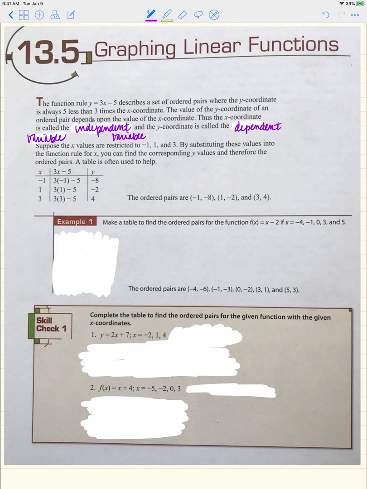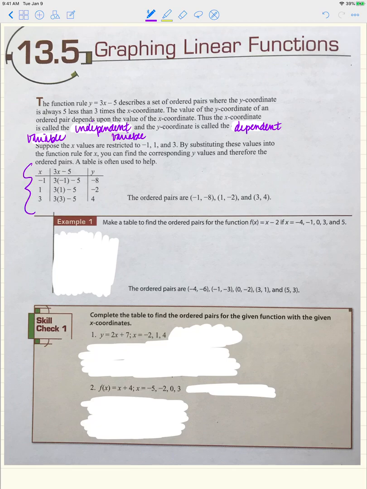Suppose that the x values are restricted to -1, 1, and 3. That means that the only values for x possible would be -1, 1, and 3. By substituting these values into the function rule for x, you can find the corresponding y values and therefore the ordered pairs. A table is often used to help.